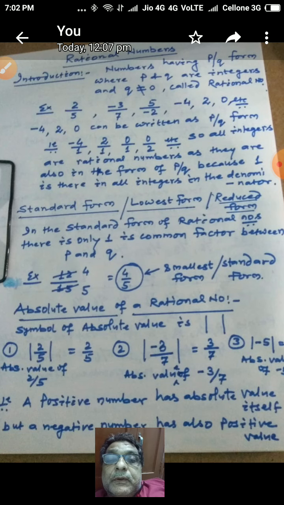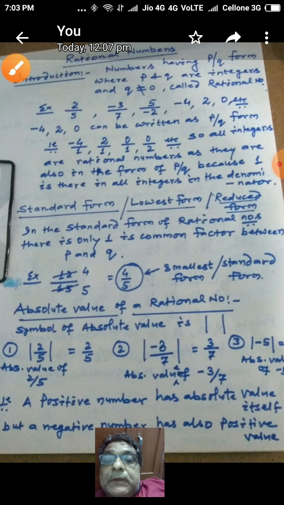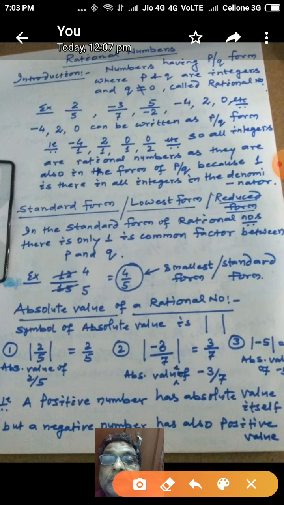the form p by q, where p and q both are integers but q is not equal to 0, such numbers are called rational numbers. For example, here you see 2 by 5, minus 3 by 7, 5 by minus 2, similarly minus 4, 2, 0, etc. All are rational numbers because all have the form p by q and q is not 0. P may be 0, as we have taken the example of 0.